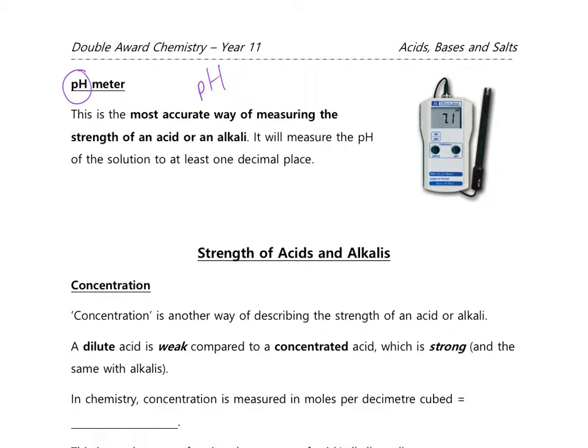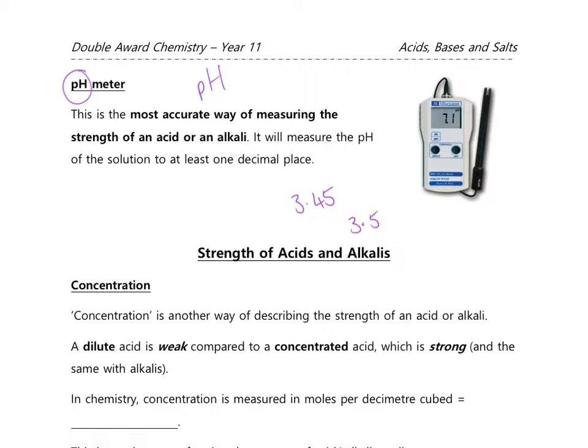So rather than you comparing to the chart and getting a rough pH of maybe 3 or 4, you could find that it's exactly, for example, 3.45. Or if it's just 1 decimal place, something like 3.5. So it gives a more accurate value of the pH. And so we can better describe it as a weak acid or a weak alkali and so on.